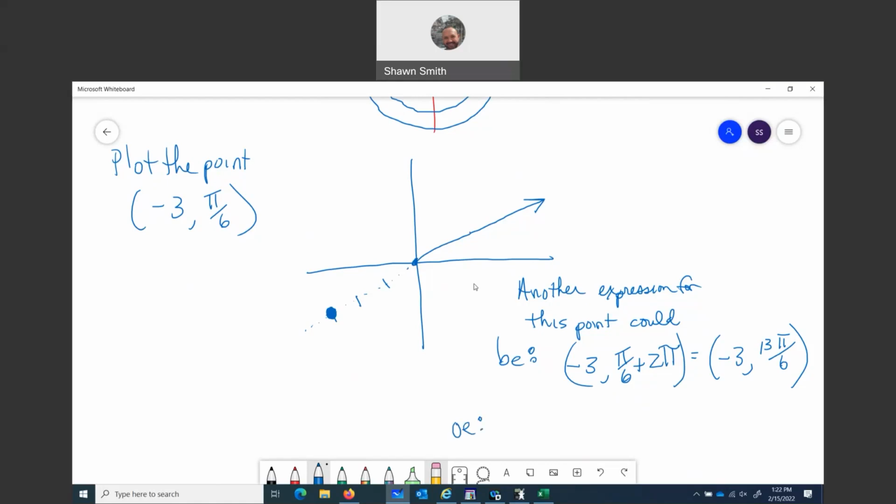Or I could say, let's put the terminal side over here. Well, the terminal side was 7 pi over 6. My R value would be +3, right? Because we're walking on the terminal side of that. 1, 2, 3. Same location.